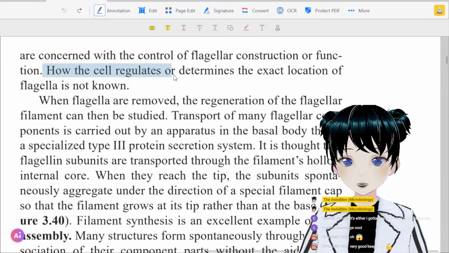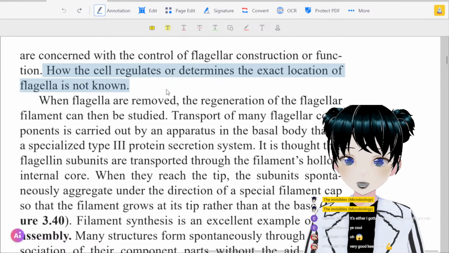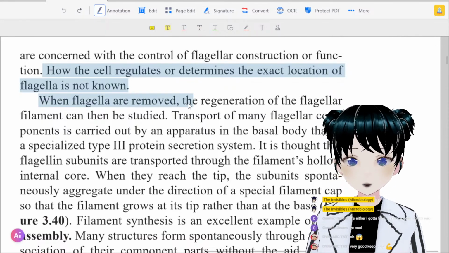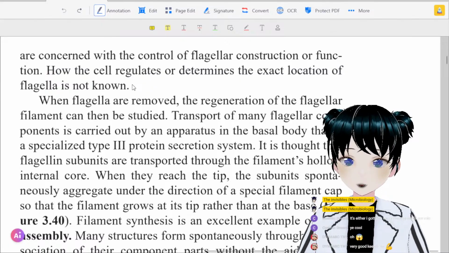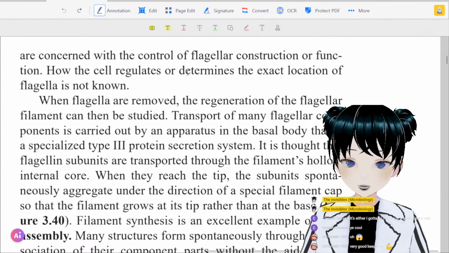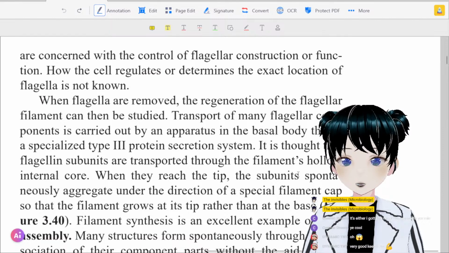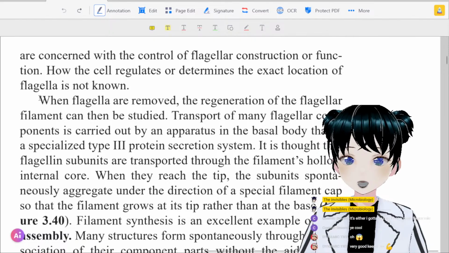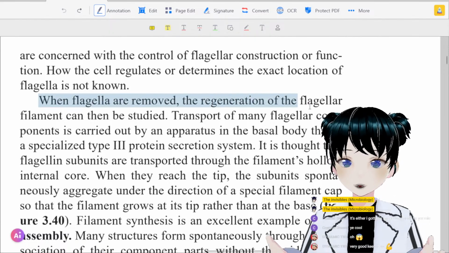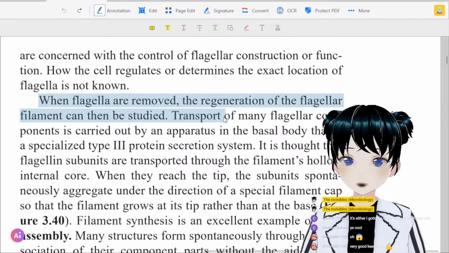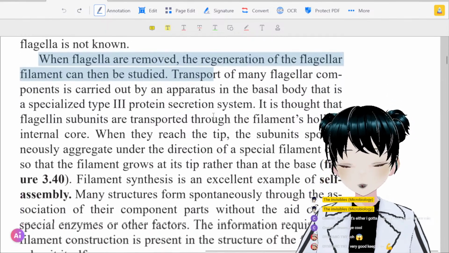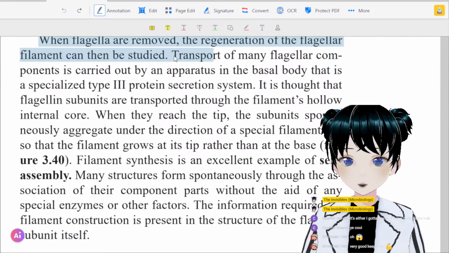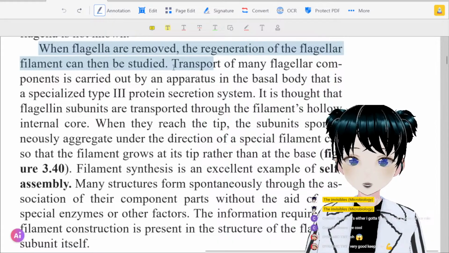How the cell regulates or determines the exact location of the flagella is not known. Like I said, the movement of the flagella and the movement of the bacteria are opposite in direction. So they don't know how the cell knows which direction to move, or which direction the bacteria should move. Even though the cells know, we don't know how they do it. When flagella are removed, the regeneration of the flagellar filament can then be studied. Okay, so it can regenerate if you remove the filament.